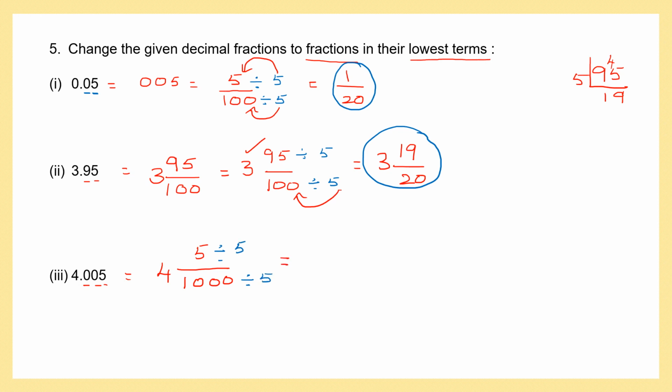So let's see what I get. I will write 4 as it is. Now 5 ones are 5, so my numerator is 1. Then 5 into how much is 1000? 5 twos are 10. Then I bring down the 0, bring down the 0. So 5 into 200. So my denominator is 200. So this is my final answer, which is a fraction, and it has been reduced to the lowest term.